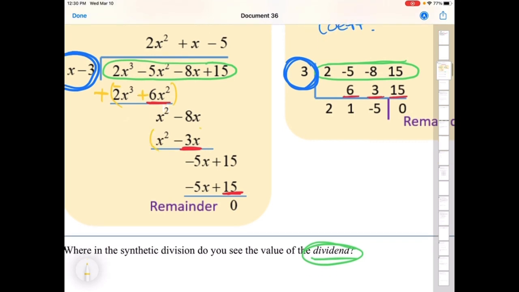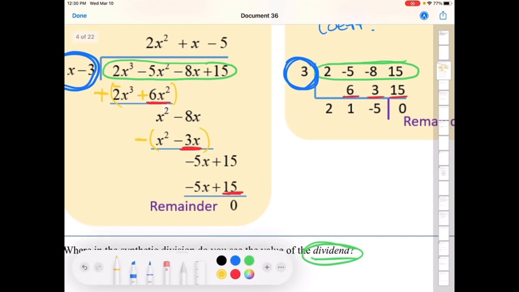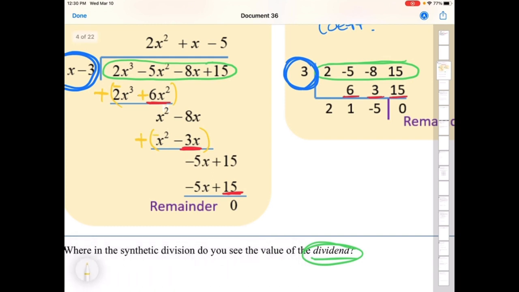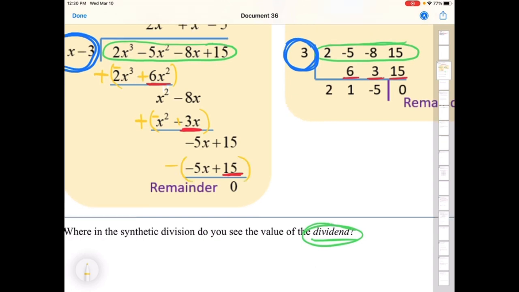Here, I'm subtracting x squared minus 3x. I'm subtracting this value. So technically, if I'm distributing this negative, this becomes plus a negative x squared and plus a positive 3x. If we distribute this negative, we're going to get plus a positive 5x and plus a negative 15.